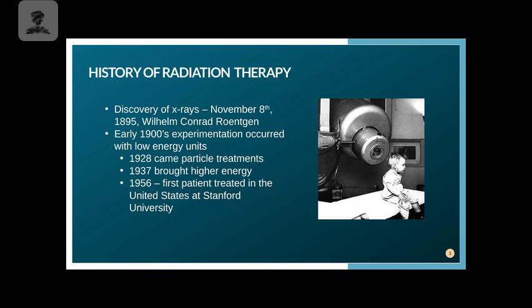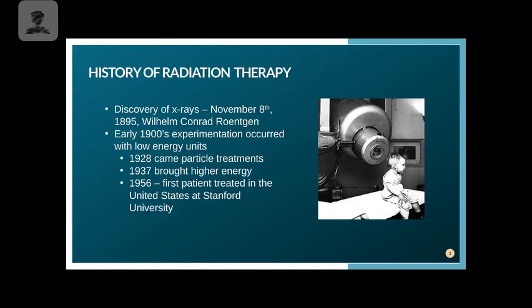In 1928, they started to do some treatments with particulate radiation. With the particulate, there are protons and electrons out there for therapy treatments. It was introduced very early on, like in 1928, and we still use it today. It's for more skin treatments or superficial tumors. And then proton therapy came quite a bit afterwards. In 1937, we finally started to see some of that higher energy that we were able to create.